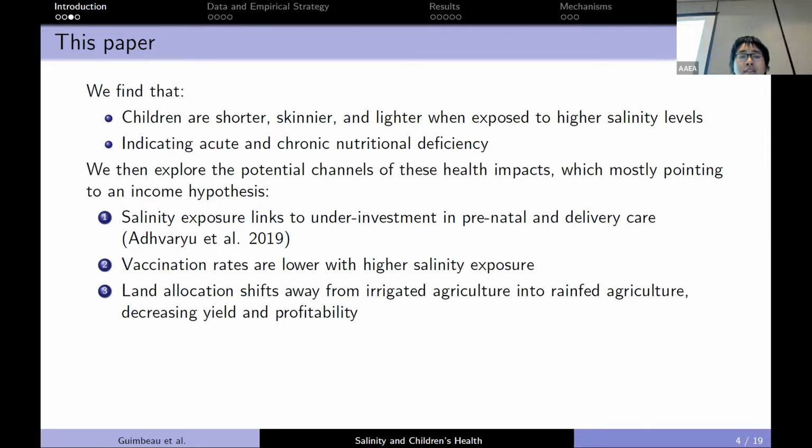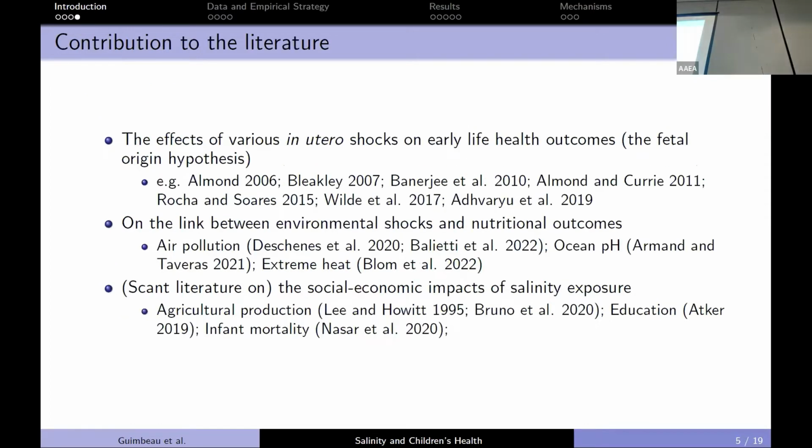So what we find is that land allocation shifts away from irrigated agriculture into rain-fed agriculture, which has been documented to be an adaptation strategy to salinity exposure, but that is with the cost of significantly lowered crop yield and profitability. So that also maybe taps into the income hypothesis of now you have less income, so that's where these effects are coming from.